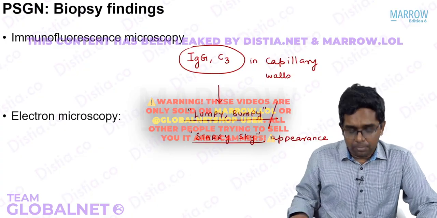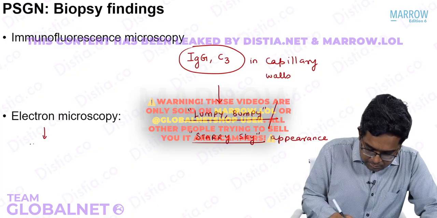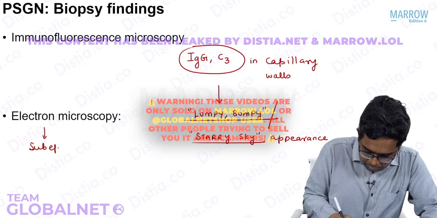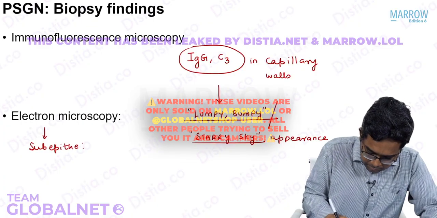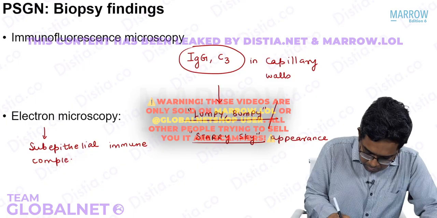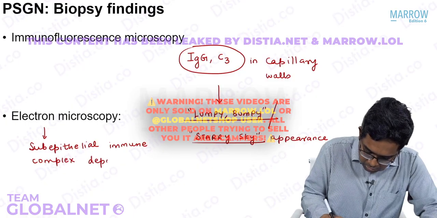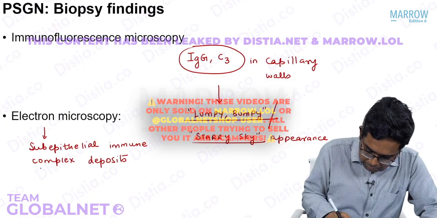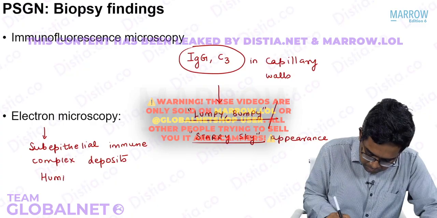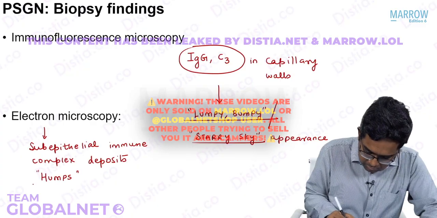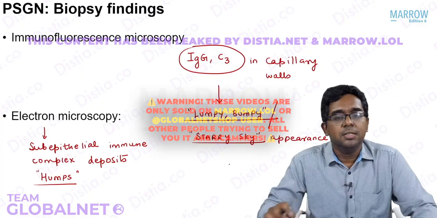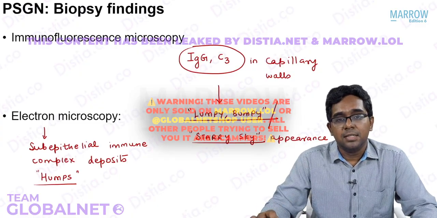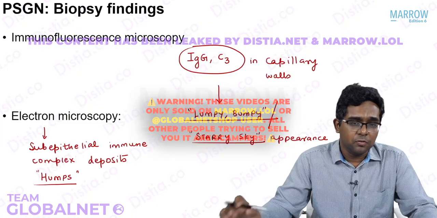And if you do electron microscopy, you will see subepithelial immune complex deposits, which are called the humps. That is a name which is given for subepithelial immune complex deposits in PSGN. These are the classical findings if you do biopsy in a case of PSGN.